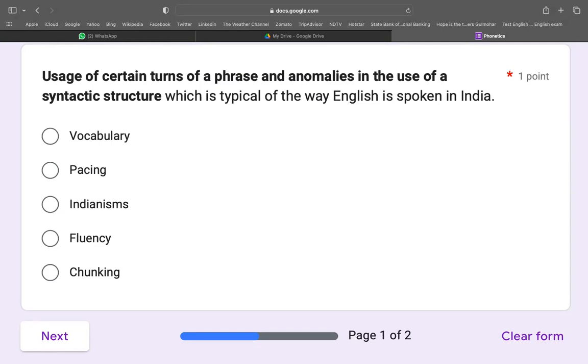So what does it try to say? While speaking English in India, people use certain phrases and also use some inconsistency in the use of language. And if they use it, then it has a name. What is the name of that? So, what is its name? We have to discuss that today. So which option could it be? Let me point out, here your options are given.